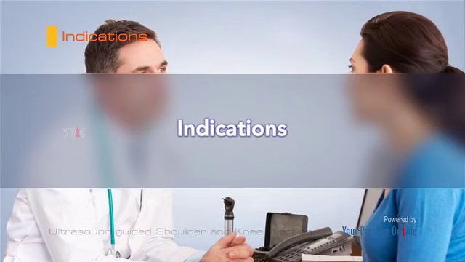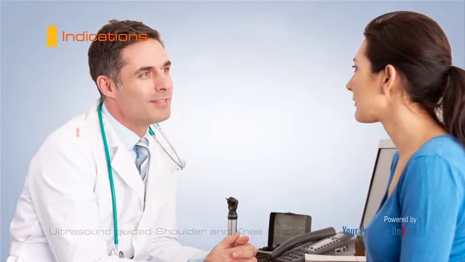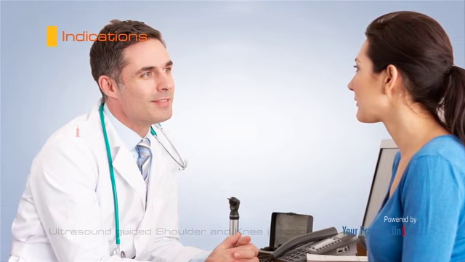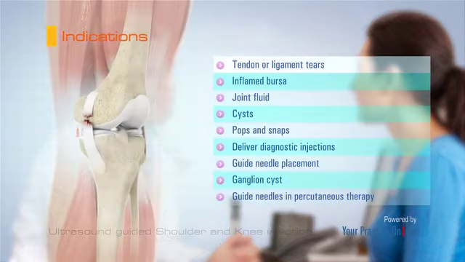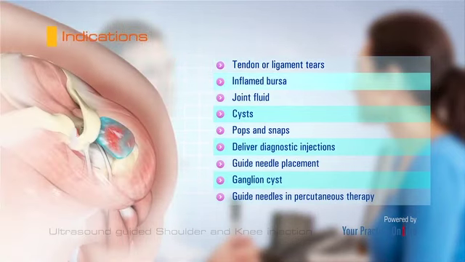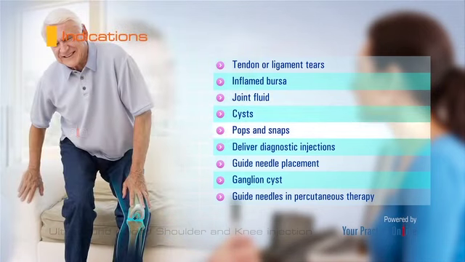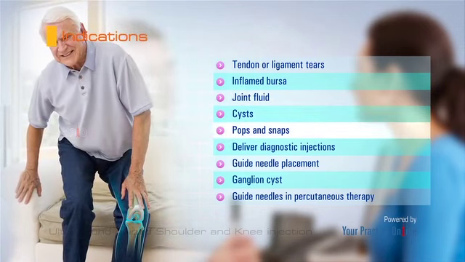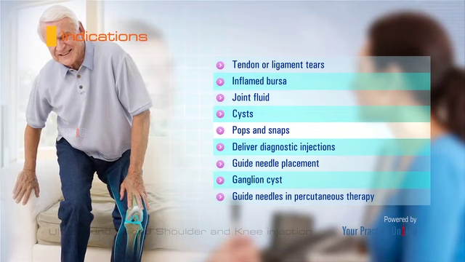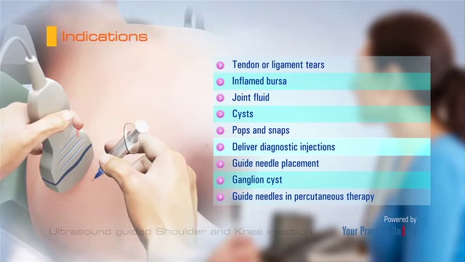Indications. The indications for diagnostic ultrasound imaging technique include the following. Diagnose conditions such as tendon or ligament tears, inflamed bursa, joint fluid, and cysts. Assesses painful pops and snaps that occur during movement. Deliver diagnostic injections to specific targets including joints and tendon sheaths or bursa.